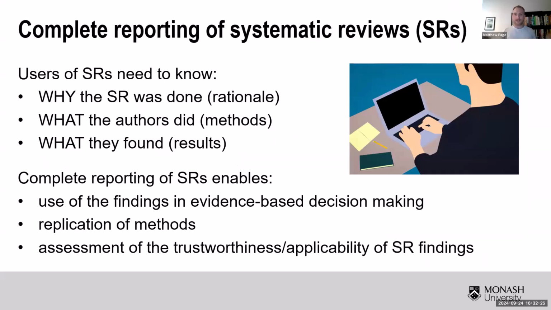As Paul's already introduced this topic, we want to have complete reporting of not just systematic reviews, but of any type of research. In the case of systematic reviews, we want a complete report so that users are able to know why we did our review, what particular methods we used, for example, what sort of databases we searched, what outcomes we were interested in extracting from the included studies, and then what did we find? What were the results of our meta-analyses, for example?